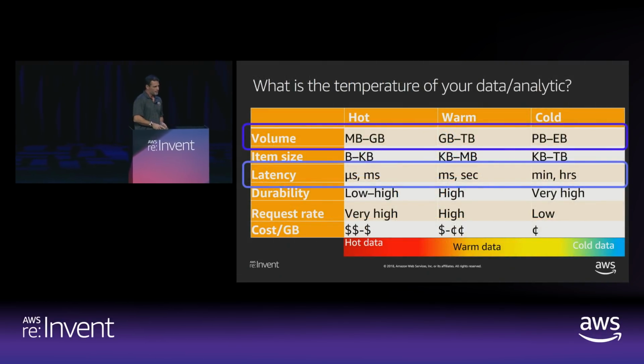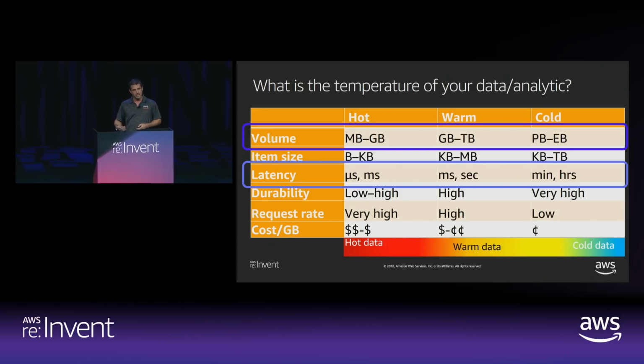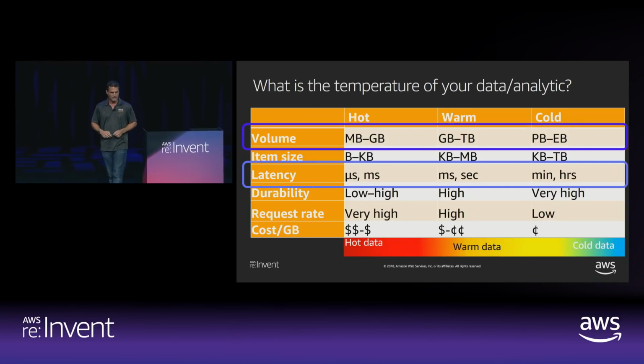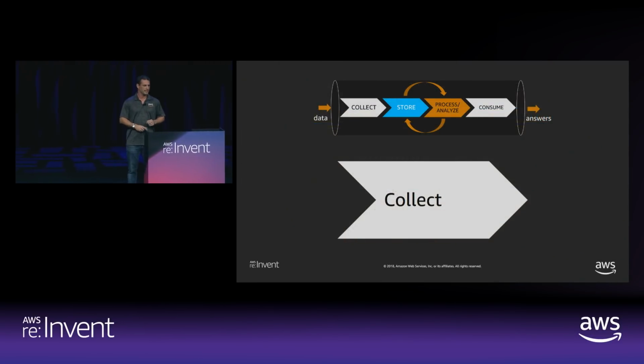As we're talking about this, oftentimes we talk about temperature: high velocity of your data, high velocity of your queries, high velocity of your analytics. When we're stepping through this, we're going to be talking about the temperature across those spectrums. So let's go ahead and step through. I need to remember to stay behind here.